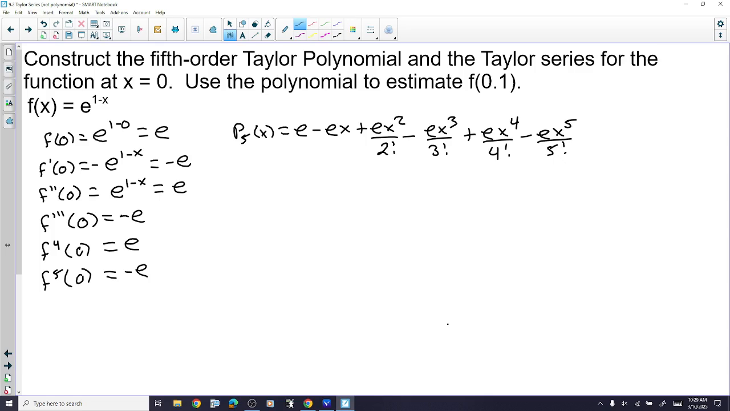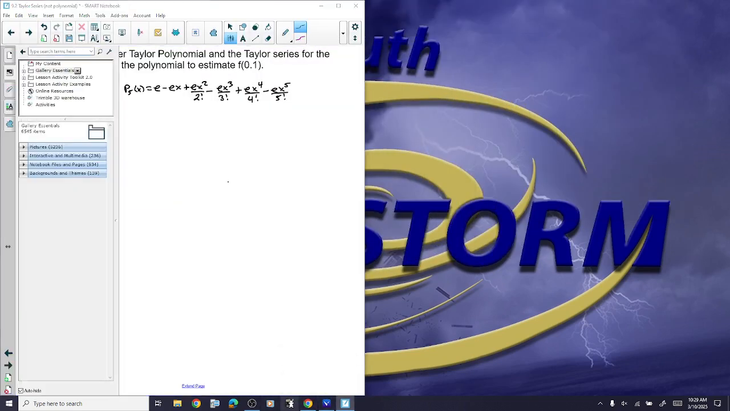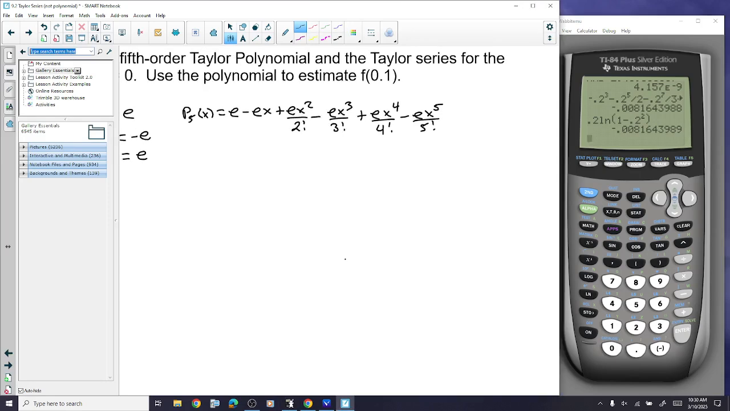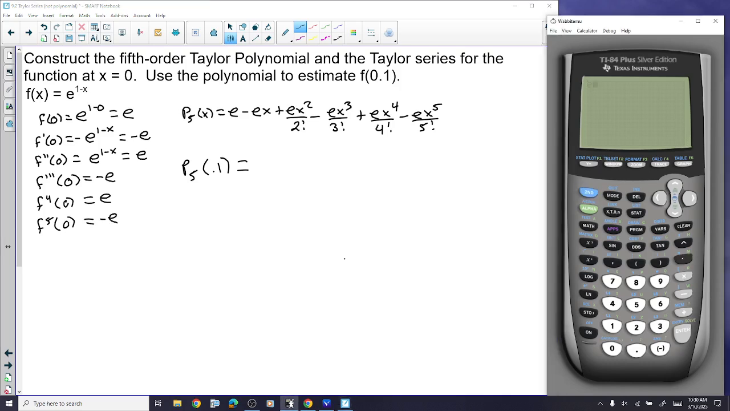Use the polynomial to estimate f of 0.1. So I can pop up. There we go. Clear that. So p sub 5 of 0.1. Let's see how good of an approximation this is. There is an e button. It's the second function of divide. So second e minus e times 0.1.